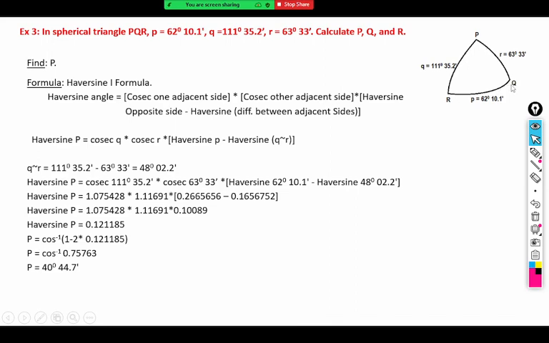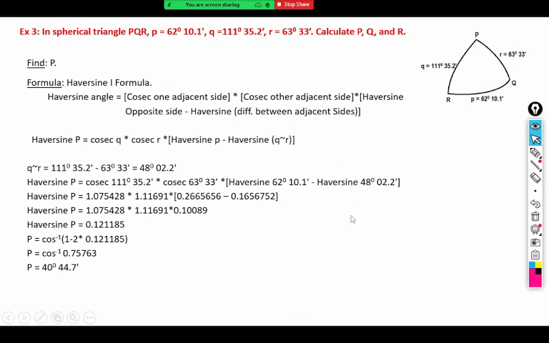Only we have to start with the Haversine of capital Q. Haversine of capital Q is equal to cosec of P and cosec of R into Haversine of small q, minus Haversine of R minus P. Okay, good, because R is greater than P. That way, very good.